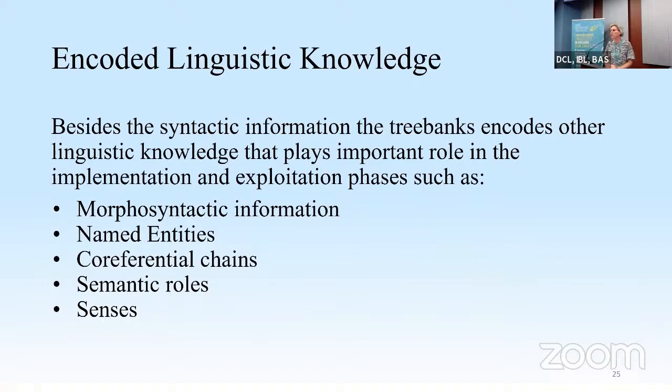Okay, so the encoded linguistic knowledge. You say, okay, it's just syntax, but before we get to the syntax, we have many other things to do. It is morphosyntactic information, especially for the rich languages like Bulgarian and other rich languages. The named entities. Many tree banks now have also the co-referential chains within and across borders of the sentence, semantic roles and senses. I mean, the richer the tree bank, the better.